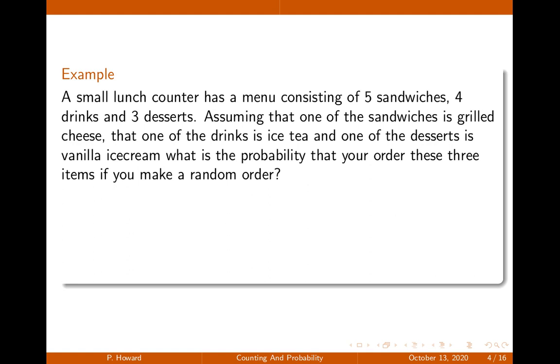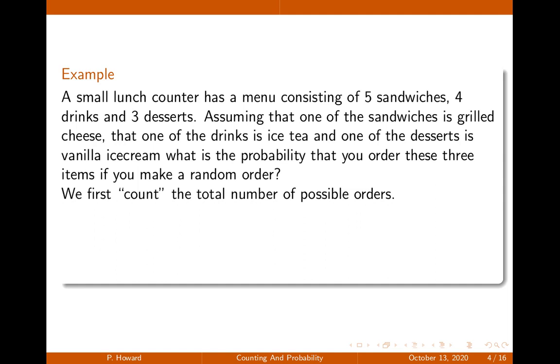So here we have a small lunch counter that has a menu consisting of 5 sandwiches, 4 drinks, and 3 desserts. We're assuming that one of the sandwiches is a grilled cheese, one of the drinks is iced tea, and one of the desserts is vanilla ice cream. And we want to know the probability that you order these 3 items if you make a random order. The word "your" that was there should be a "you," and I've made the correction. So what is the probability that you order exactly these 3 items: grilled cheese, iced tea, and vanilla ice cream?